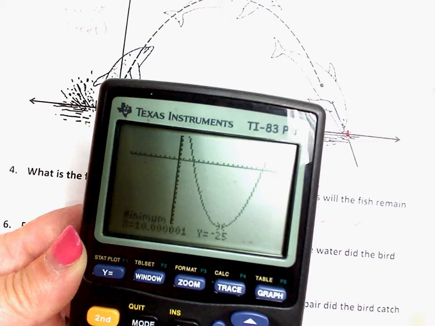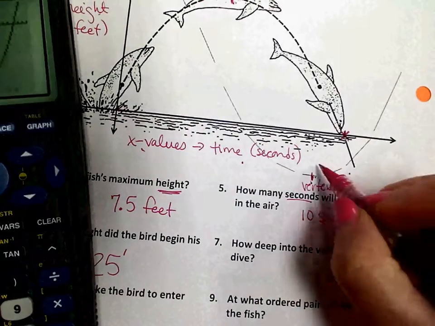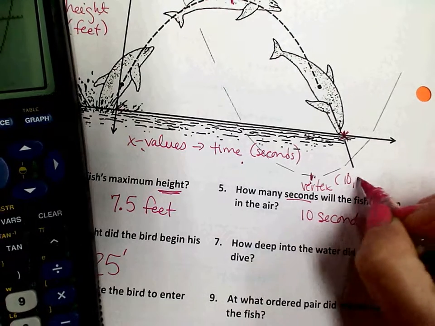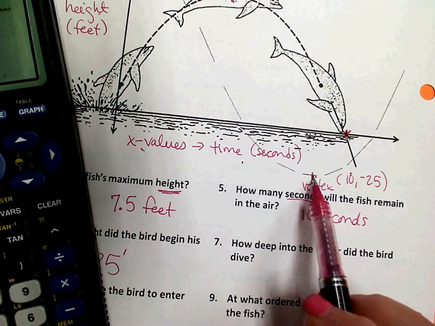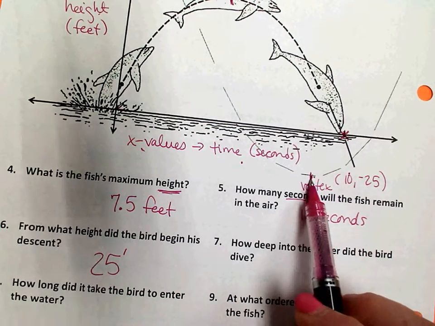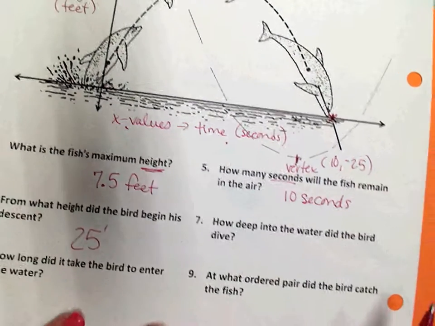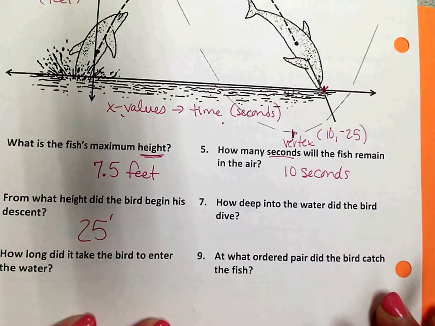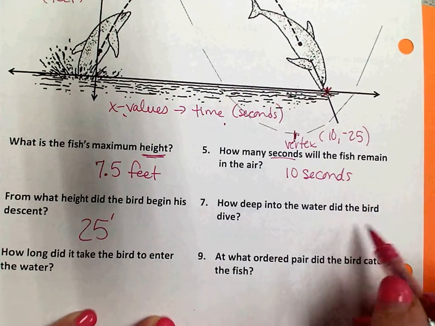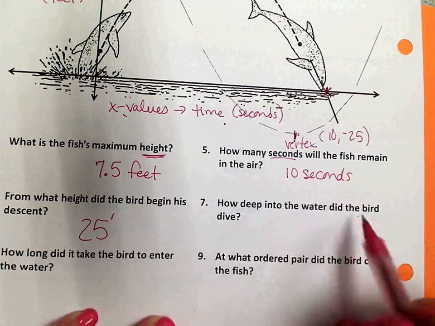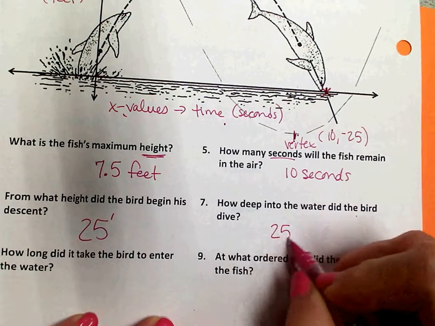So the vertex here is 10, -25, meaning after 10 seconds, the bird was at -25. Now, for our purposes, we would never say he dove -25 feet into the water, because negative feet doesn't make sense. How deep into the water did he dive? He dove 25 feet into the water.